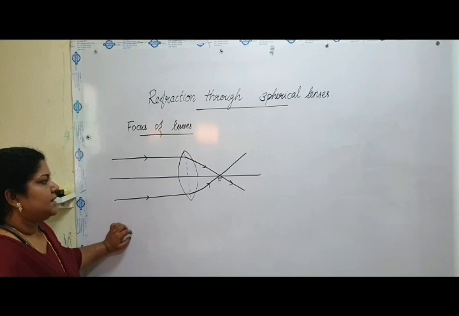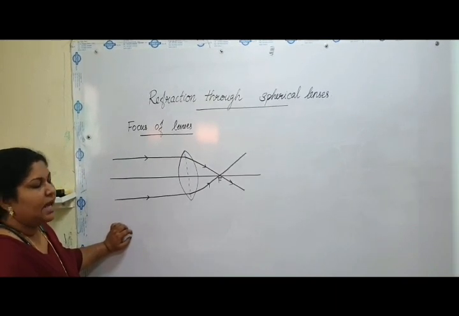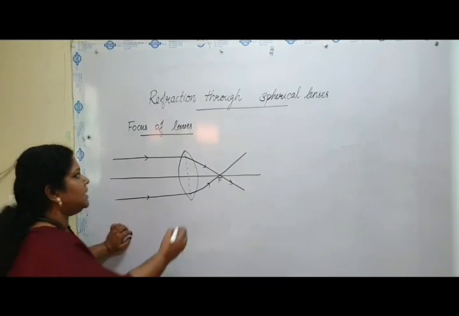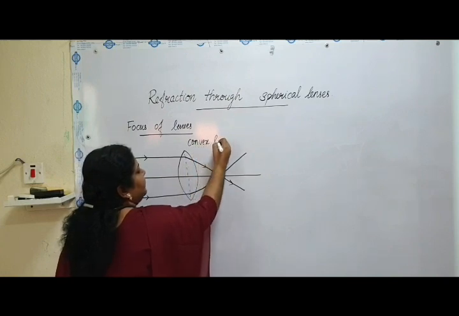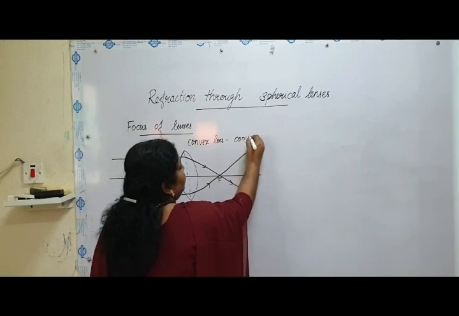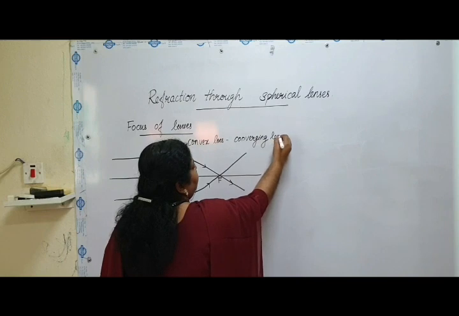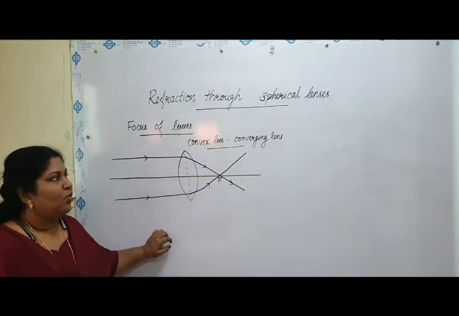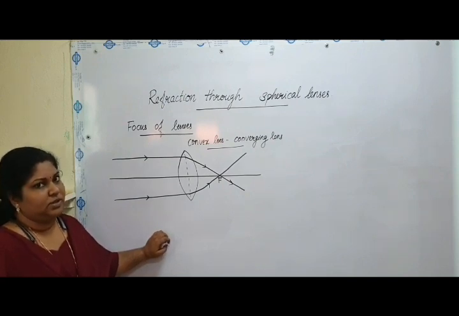So the parallel rays after refraction converge to a point on the principal axis, and that point is known as the principal focus of the convex lens. So convex lens is also known as converging lens. Which mirror is a converging mirror? It is a concave mirror which is a converging mirror.